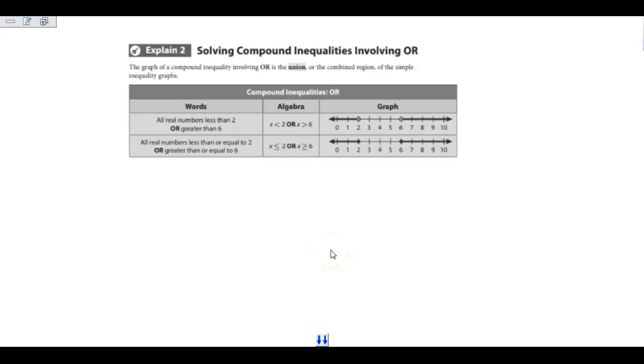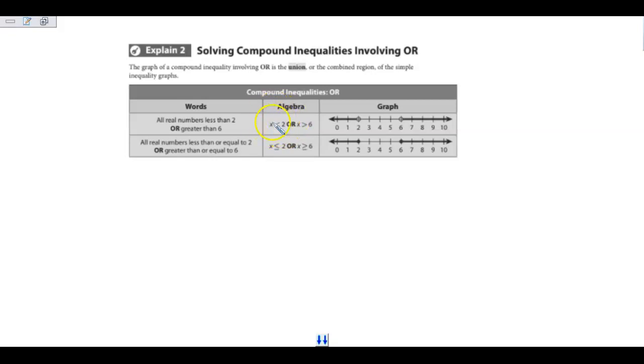Hello, welcome back for part 2 of solving compound inequalities. This one we're going to focus on the word or. The graph of a compound inequality involving the word or is the union, or the combined region, of simple inequality graphs. When we take a look at our first example here, we have in words all real numbers less than 2 or greater than 6.